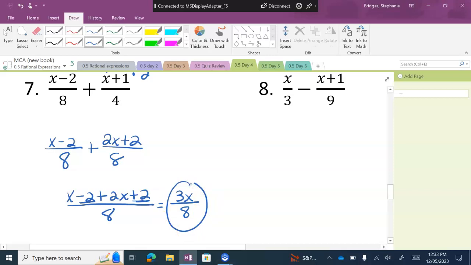Now 8 is different. Go ahead and decide what your common denominator is. And then rewrite your fractions and then hold there for a second. Because this one is slightly different. We need to make sure we're very careful with it.